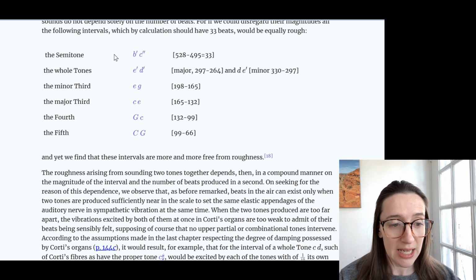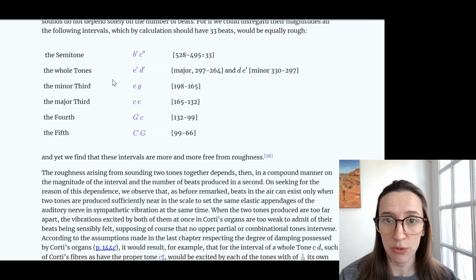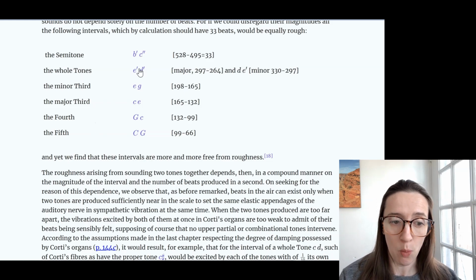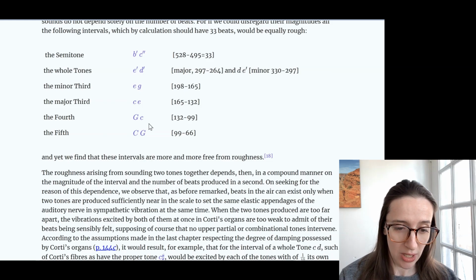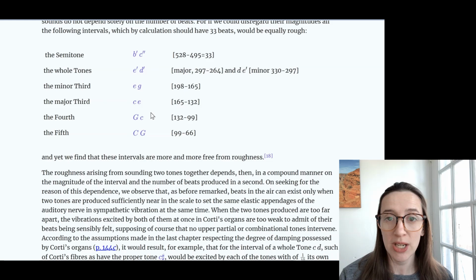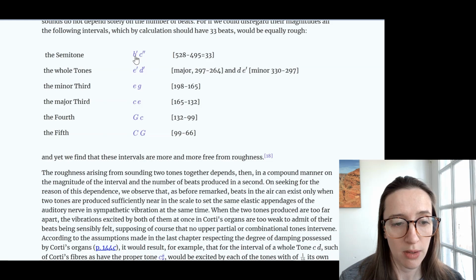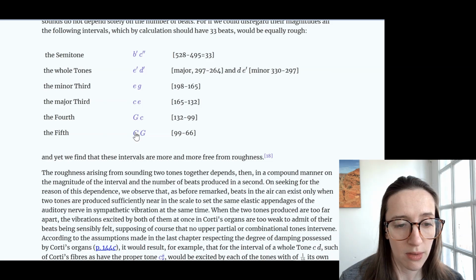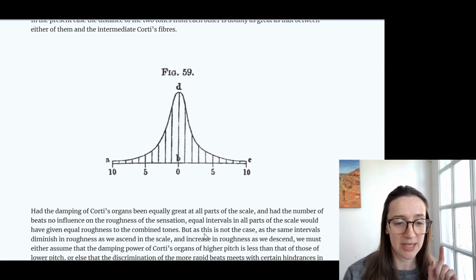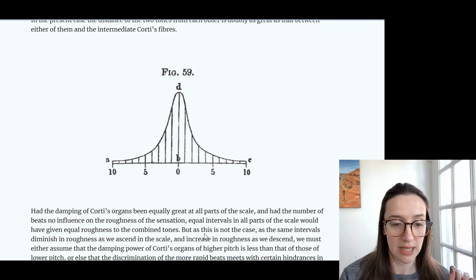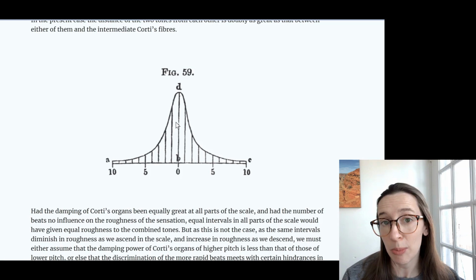Now on the flip side, each of these intervals has 33 beats, but the intervals get wider as we get lower in pitch, and Helmholtz says that it sounds freer from roughness. See if you agree. He attributes this to the dampening of Corti's organ of the ear and the sympathetic vibrations of the fibers around the pitch in question.